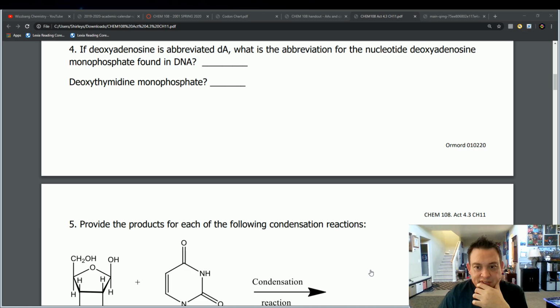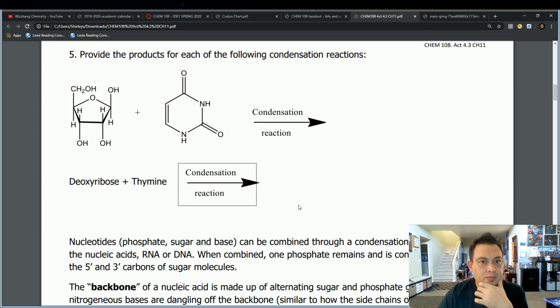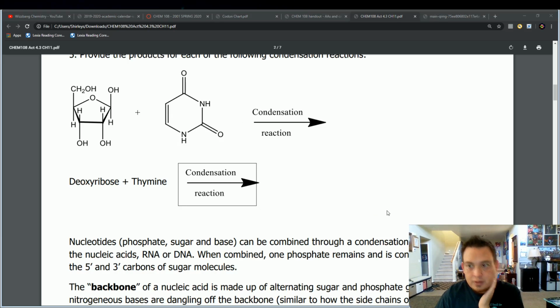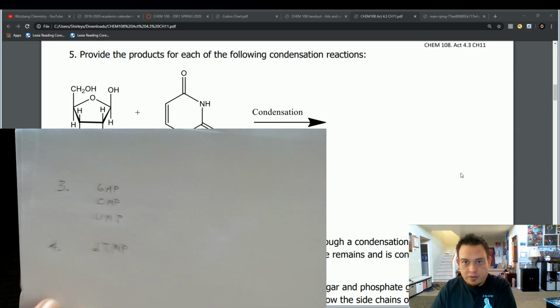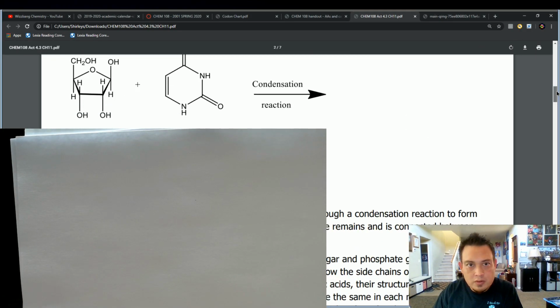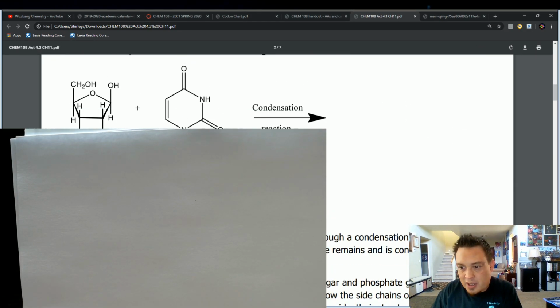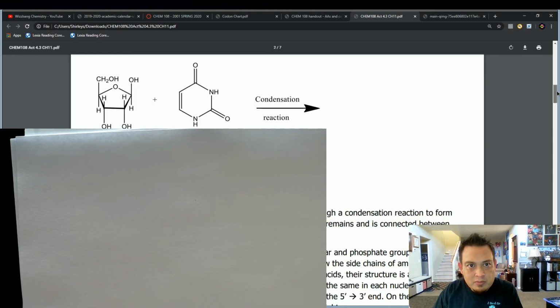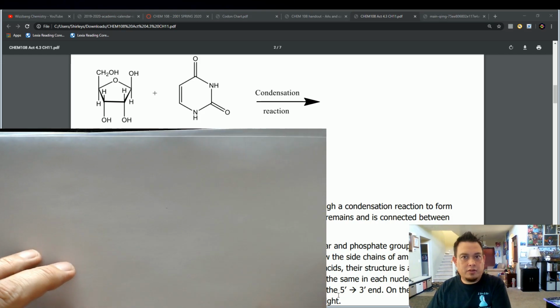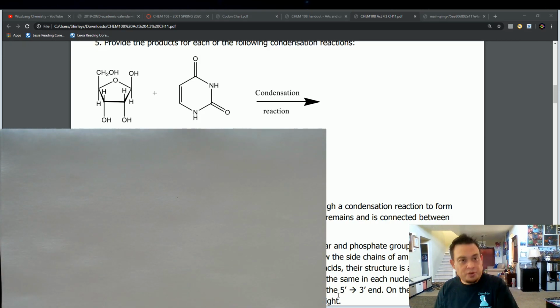All right, the next page is kind of the same thing again, really similar. Provide the products for the following reaction. So we're showing the condensation here. Number 5, let's go ahead and do this one. Let me zoom out a little, make it a little bit smaller, maybe fit it easier into the stream. Yeah, that's better. Hopefully you're able to see that okay.